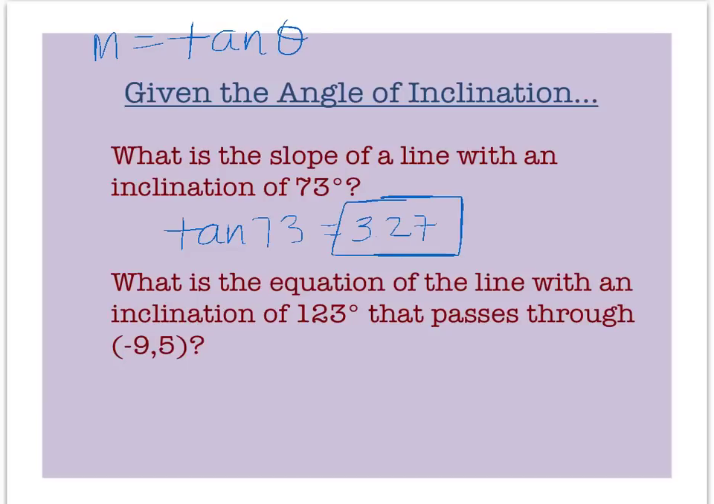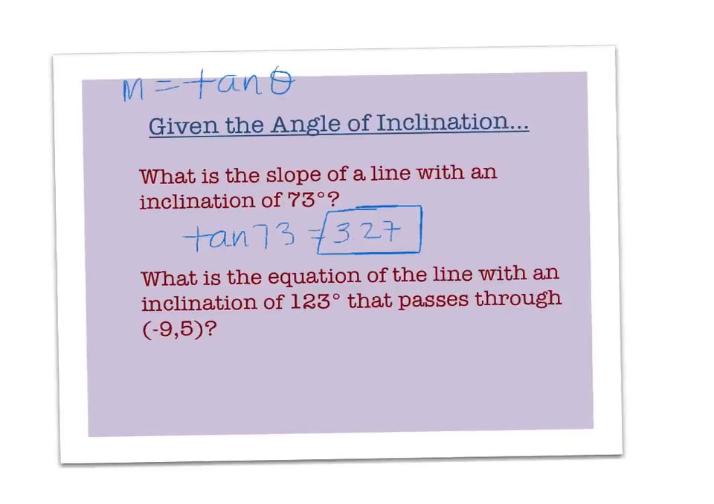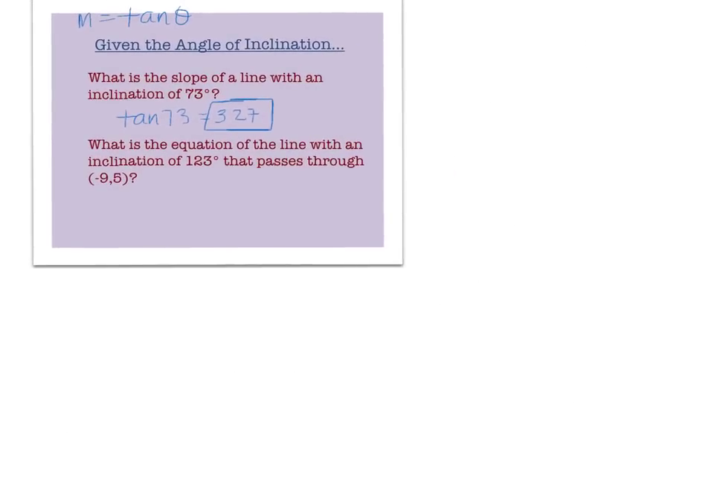Second example, there's going to be another step. I'm just going to slide this out of the way so we have some room to work. What's the equation of a line with an inclination of 123? So first let's find the slope. I'm going to take the tan of 123, end up with negative 1.54. So I know that that's my slope. The question asked me for an equation of the line, so we need to do a little bit more work. We know it's going to pass through (-9, 5).